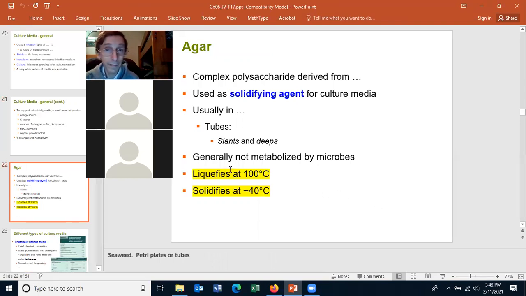Agar is something that we add often to a media to make it a solid media. So agar is used as a solidifying agent for various culture media. And there are a few others, but we're not going to talk about them. Agar is a complex polysaccharide derived from seaweed. You usually find agar in Petri plates or in tubes. There are two types of tubes.